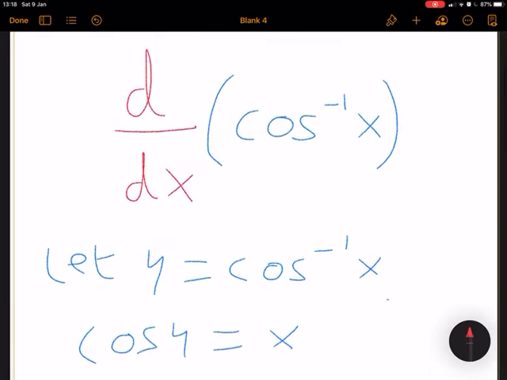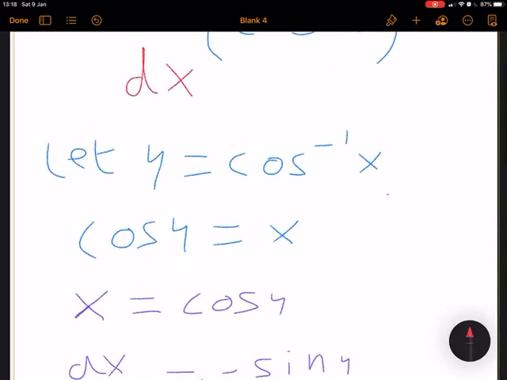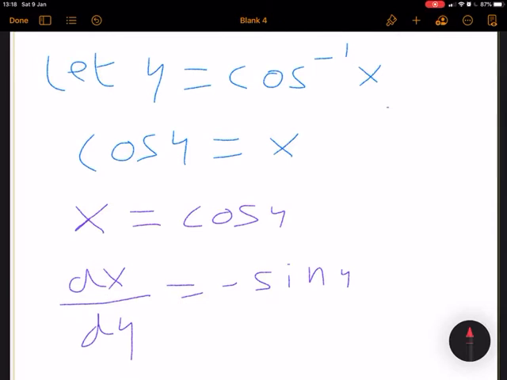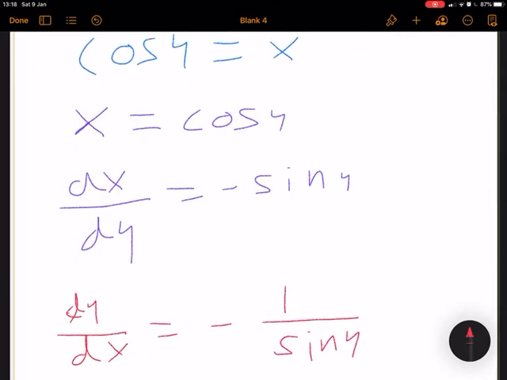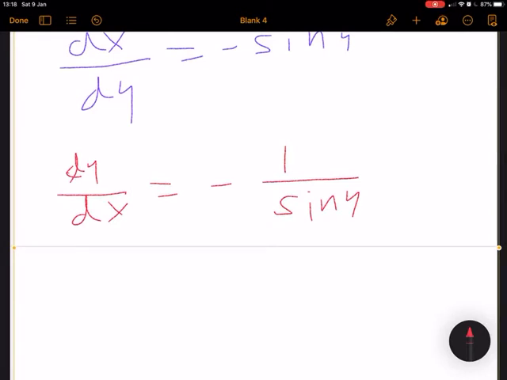So what I've done first is I've let y equal the inverse cos of x, and then I said that cos y is x. Then I said x is equal to cos y, and then dx by dy is minus sine y, because we differentiated cos y to give us minus sine y. Then we just flip that on its head, so dy by dx is minus 1 over sine y.